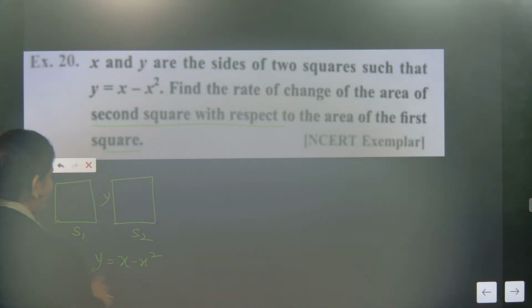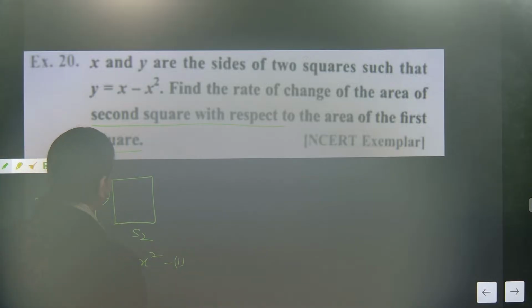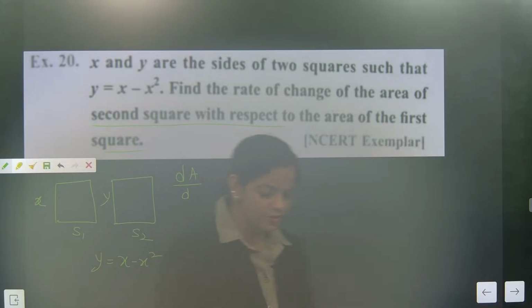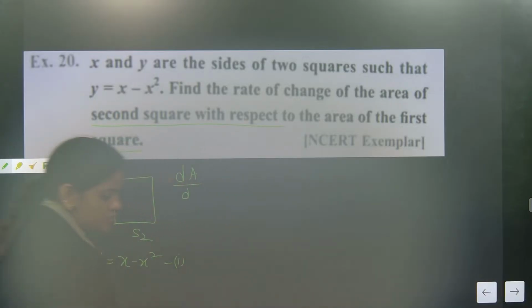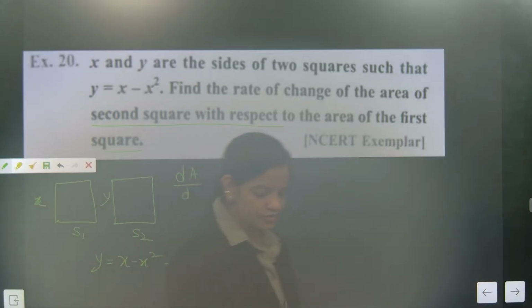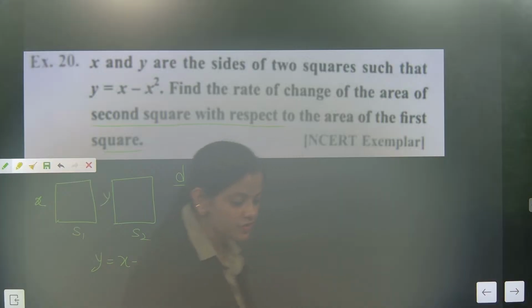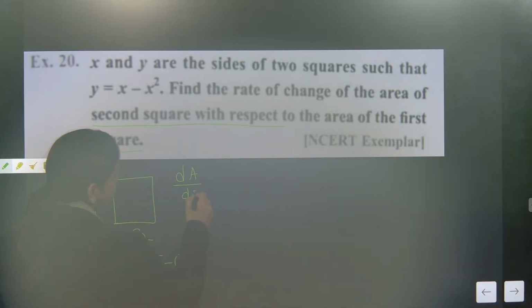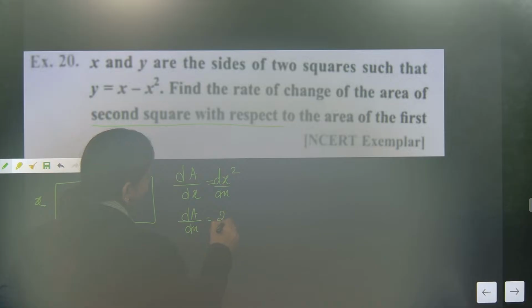Okay, so y is equal to x minus x square. This will become equation number 1. Now, what they're asking is the area for the first square. With respect to what? With respect to time, or with respect to x? We will do it with respect to x. The area for the first square with respect to the side is d of x square by dx. So what will it become? It will become 2x.